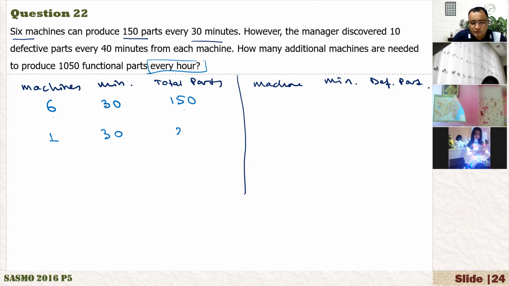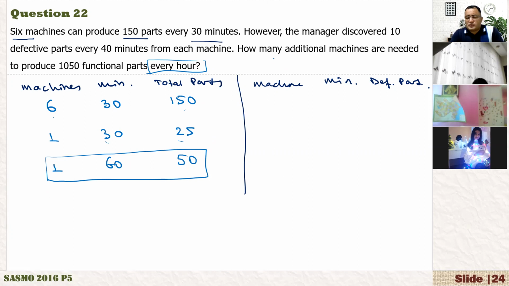150 over 6 is equal to 25, right? Because every machine is producing 25. If 6 machines are working together, in 30 minutes, they can produce 150. Now, how about one machine if it works 60 minutes? 60 minutes is 1 hour. 30 more minutes, they can produce 25 more machine parts. So actually, they can produce 50 parts total.